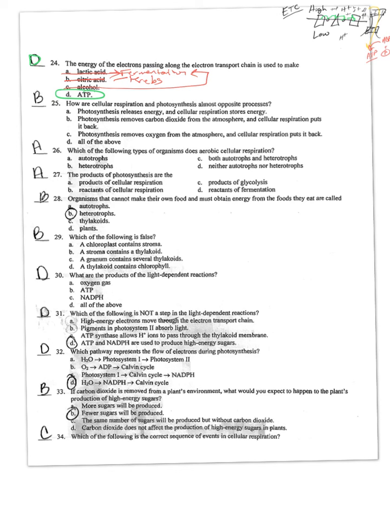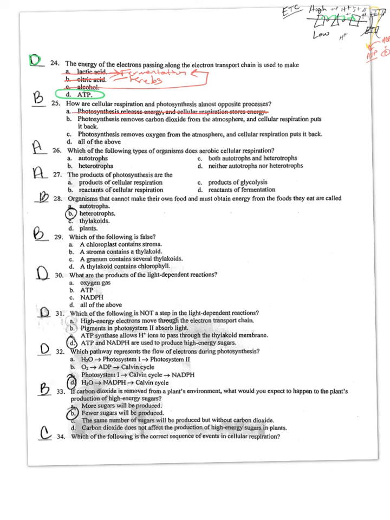So let's take a look at what the answers here say. Photosynthesis releases energy and cellular respiration stores energy. Well, the opposite's true, first of all, and this statement does not make them almost opposite one another, right? Because photosynthesis is not the release of energy. Cellular respiration is not the storing of energy. In fact, the opposite would be true, if anything. So this is incorrect.